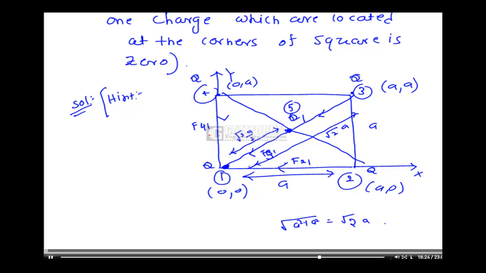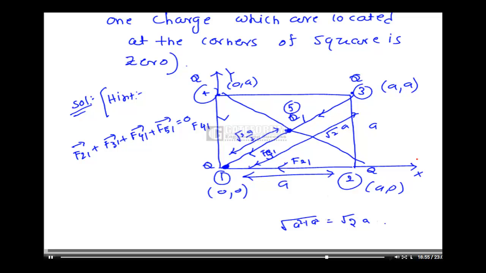So the resultant force, F21 plus F31 plus F41 plus F51, is equal to 0. Calculate the forces and make it 0. Here everything is very clear. Distance, everything is known clearly. So calculate all the forces and equate to 0.